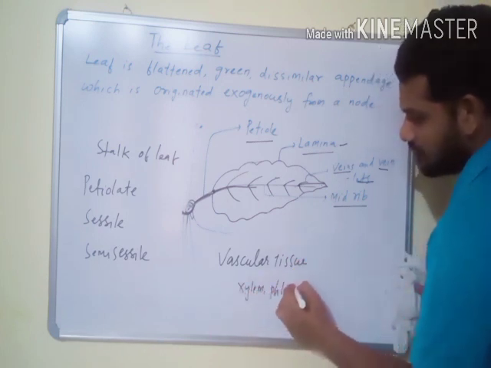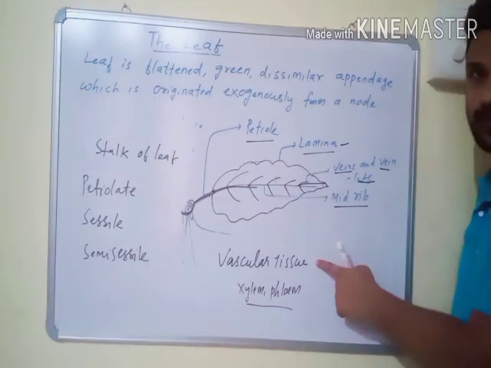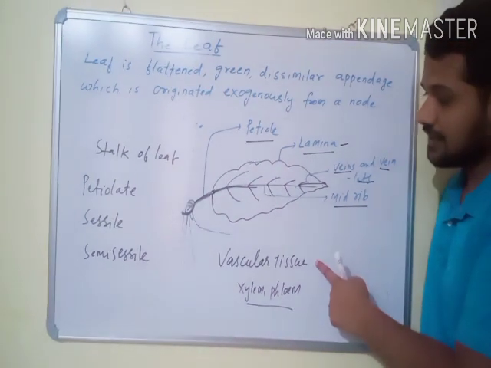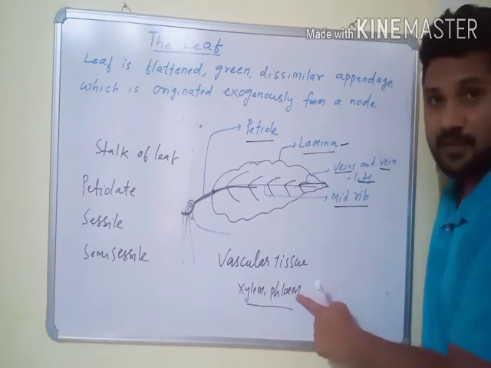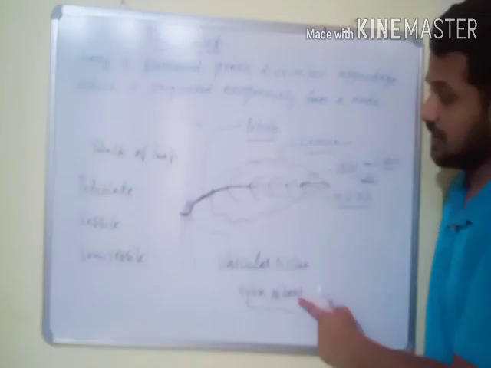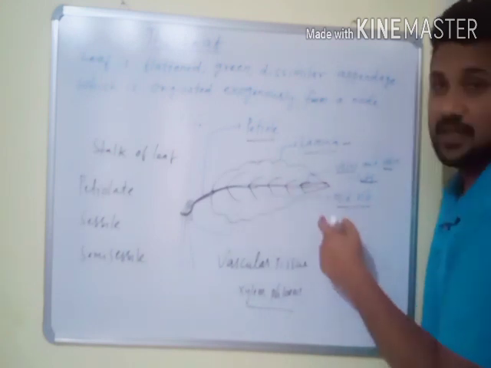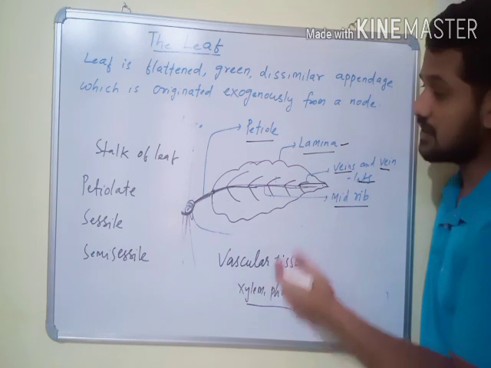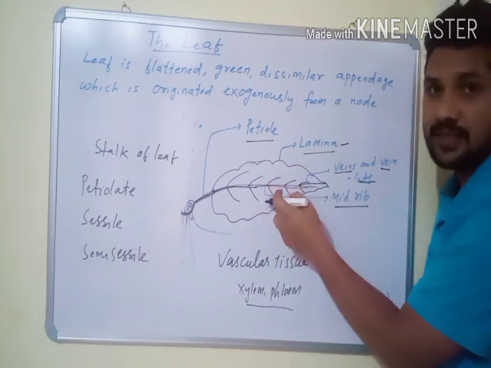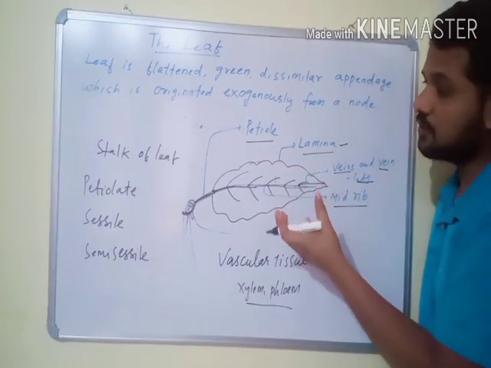Xylem and phloem, these two tissues are called vascular tissues, or conducting tissues, because xylem helps in conduction of water and minerals, and phloem helps in conduction of organic food material. So these veins and veinlets are nothing but vascular tissues. They help in conduction of water, minerals and food material, and these veins also give mechanical support to the lamina.